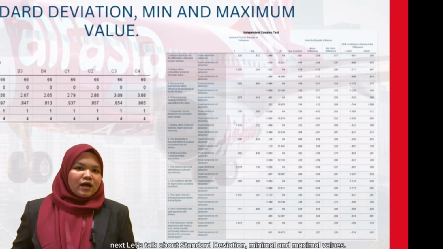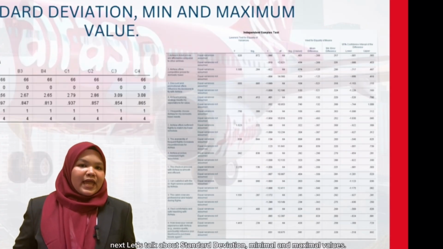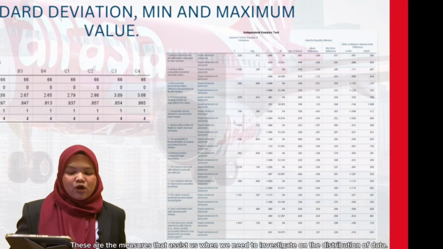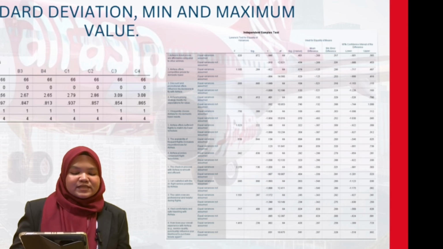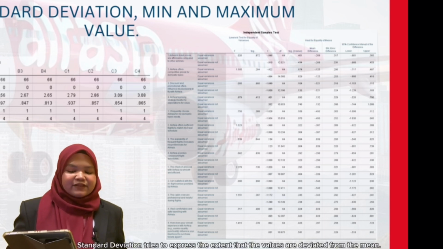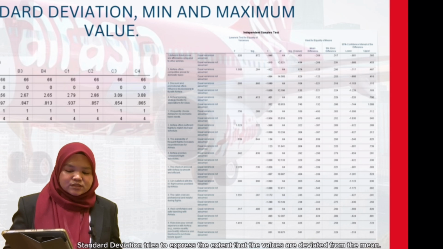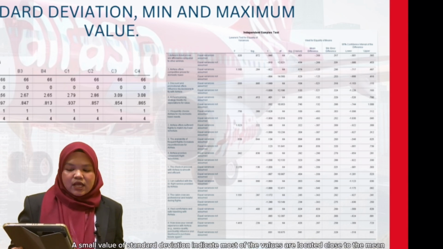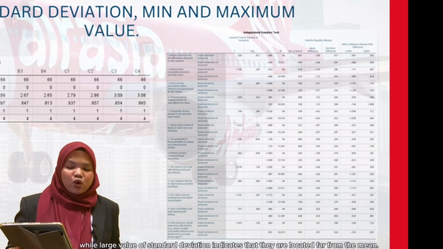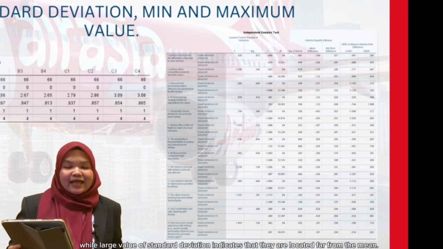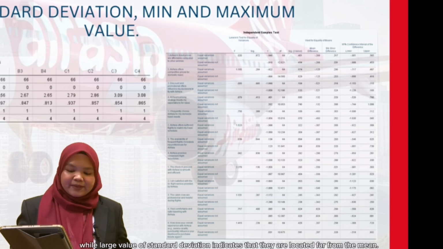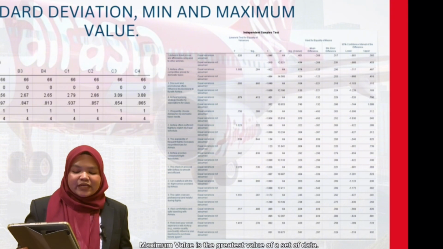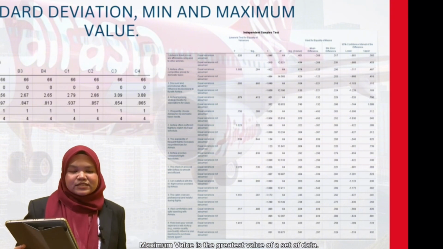Next, let's talk about standard deviation, minimum, and maximum value. These are the measures that assist us when we need to investigate the distribution of data. Standard deviation expresses the extent to which the values deviate from the mean. A small standard deviation indicates most of the values are located close to the mean, while a large standard deviation indicates that they are located far from the mean. The minimum value is the smallest value in the data set. The maximum value is the greatest value of a set of data.